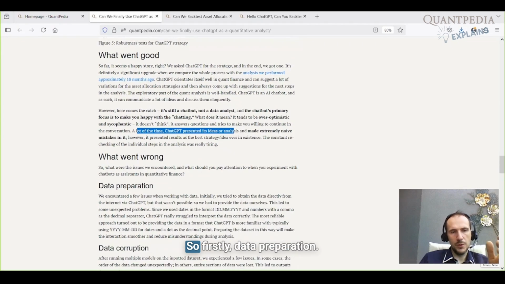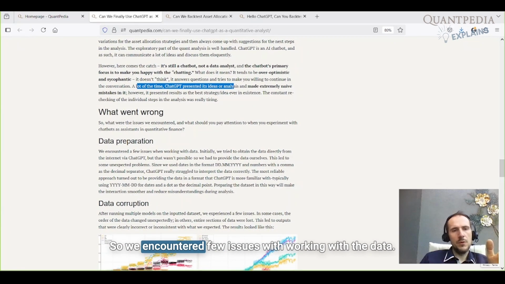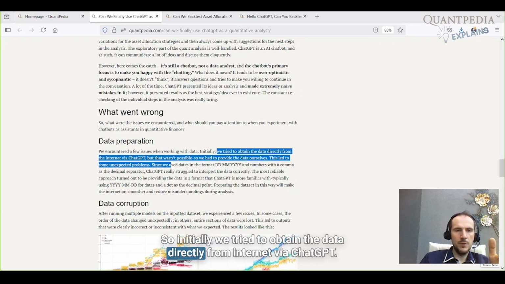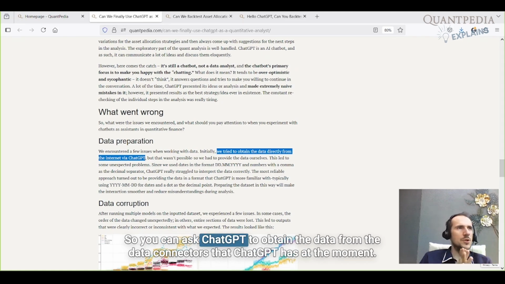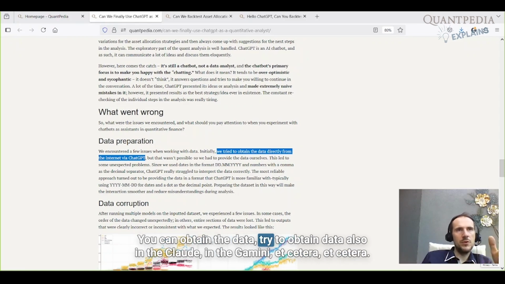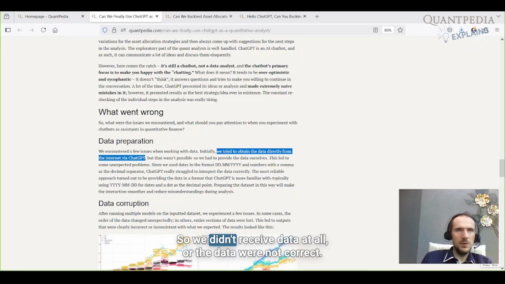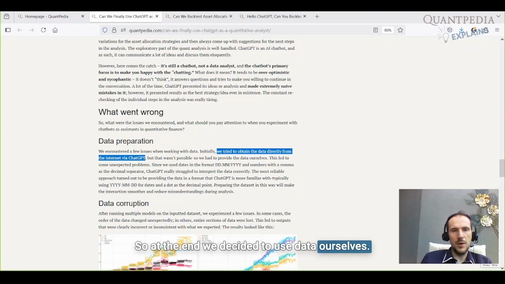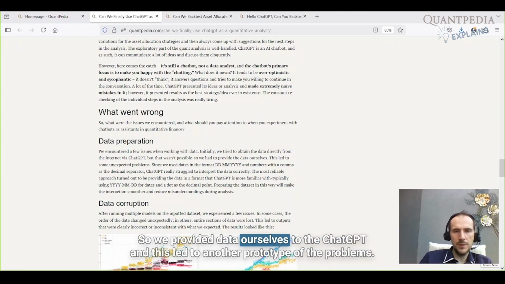So what went wrong? Firstly, data preparation. We encountered a few issues with working with the data. Initially we tried to obtain the data directly from the internet via ChatGPT. You can ask ChatGPT to obtain the data from the data connectors that ChatGPT has at the moment. You can also try to obtain data in Claude, in Gemini, etc. It wasn't working well. We didn't receive data at all, or the data were not correct. At the end, we had a lot of problems at the first step. So we decided to use our own data. We provided the data ourselves to ChatGPT.